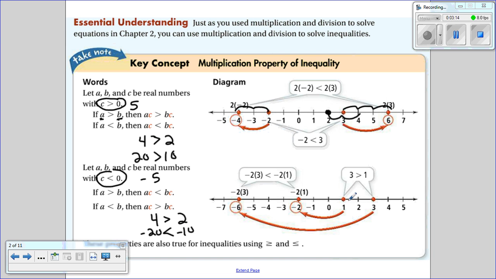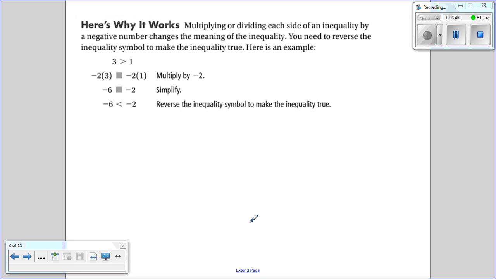Here's why. If we start off with 3 being greater than 1, and we multiply them by -2, 1 goes just a little bit to the negative side because it's only 1, where 3 jumps a lot more to get to -6. So it actually kind of leapfrogs, it hops over -2, and that means it's now less than where before it was greater than. We'll show you this in a few examples.